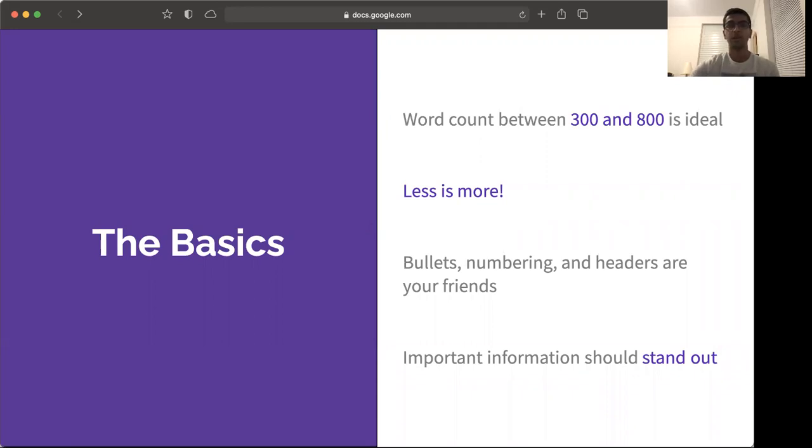away from it. So to that end, bullets, numbering, and headers are definitely your friends. You want to use these to sort of break up the text and to sort of highlight important points. And you should make your important information stand out. One of my favorite ways to do this is to make it a different color, as you can see here. Although it may seem as if purple here was not a good choice because it doesn't stand out too much. So there's a tip.